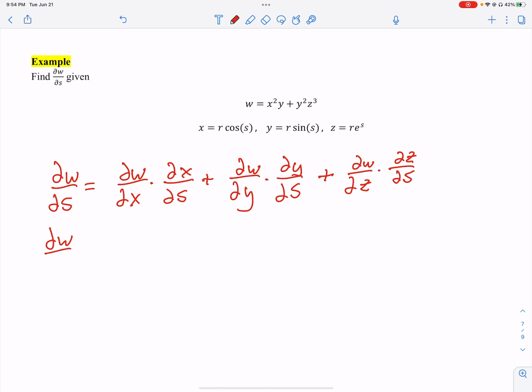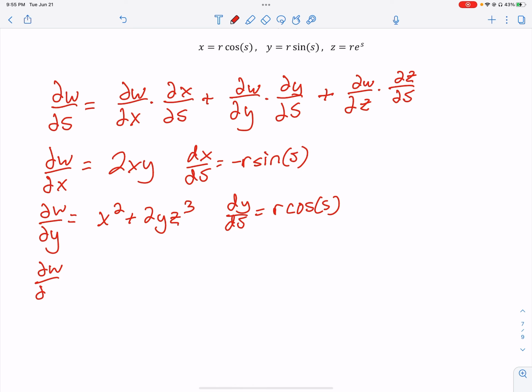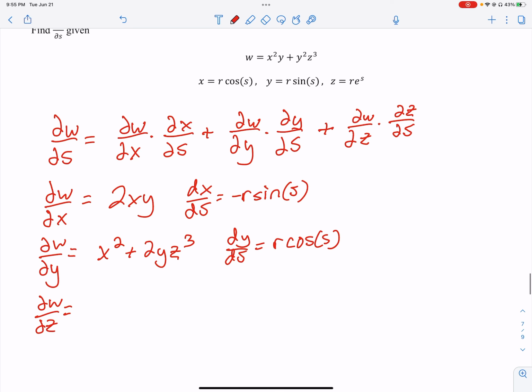All right, so we've got to find all of these. The partial of w with respect to x, we have that up there at top. I got 2xy, that's it. And then dx ds gets me a negative r sine s. dw dy partial, I get x squared plus 2yz cubed. dy ds gets me r cosine s. And we've got one more here, dw dz partial. Looking at w up there, the first one doesn't have a z, so it's 0. We get 3y squared z squared. And then dz ds.